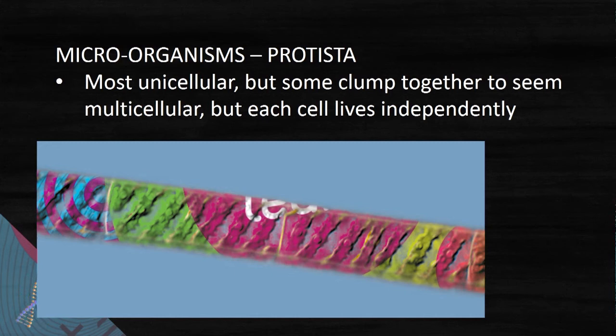Most protists are unicellular, but some of them, the cells kind of live together, mainly for protection, so they seem to be multicellular, but each cell lives independently. They all carry out their own functions, so they're not truly multicellular.